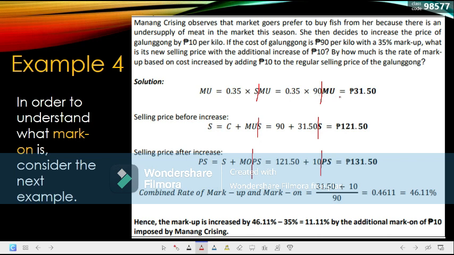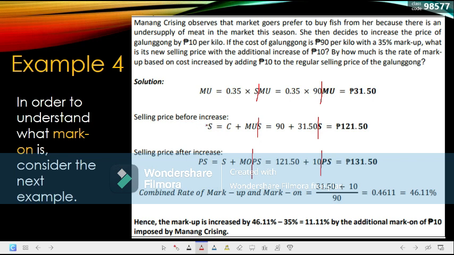Okay. Then we have here that 35% of 90, or 90 times 0.35, is 31.50. So this is our markup. Now the selling price before increase. By the way, this is the cost. This is supposed to be C. So that is, the markup is 35% of the cost price. We will use letter C. So that is 35% of the cost, wherein the markup is 31.50.